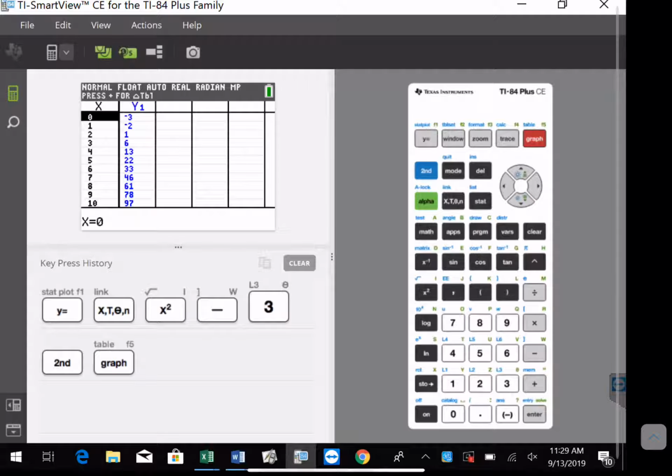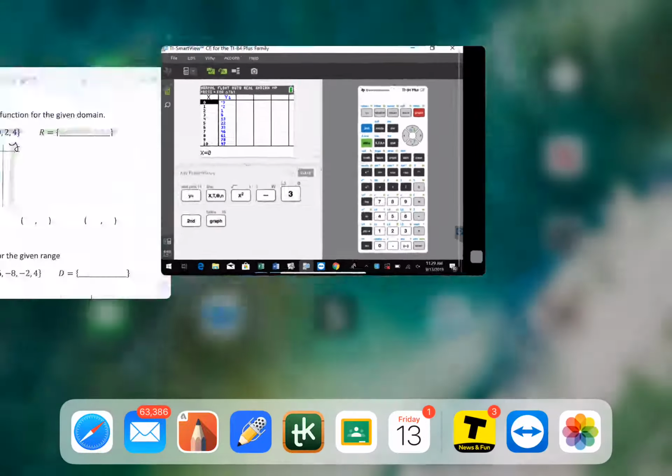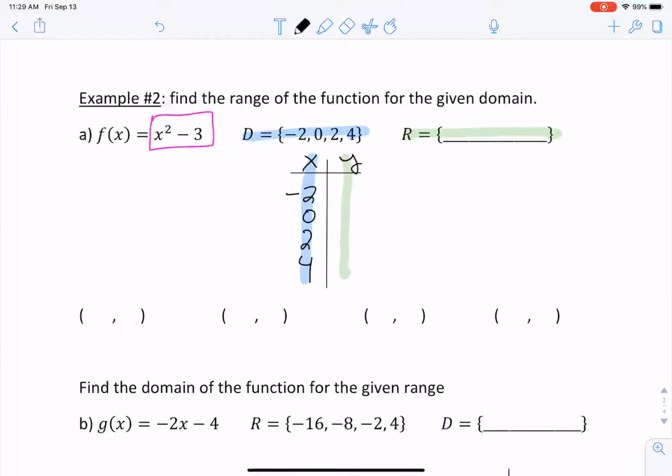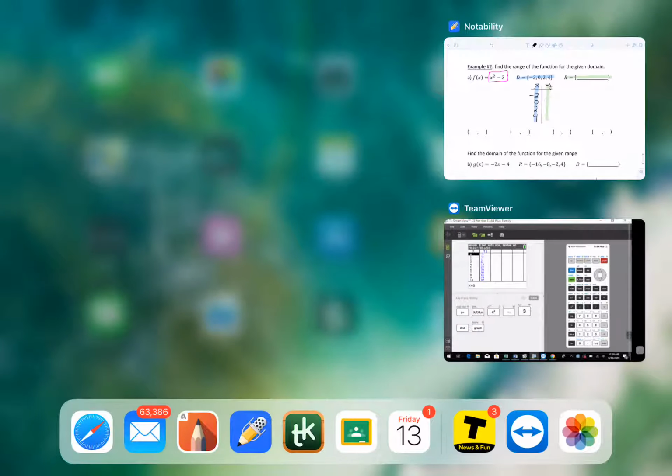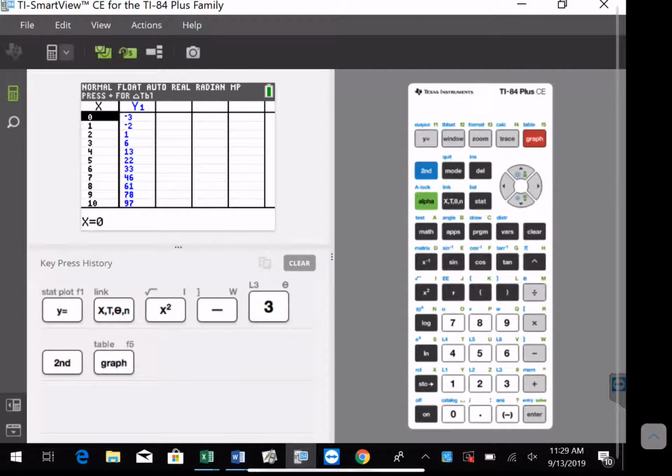So right here we have listed all of our x values. Looking at the x values that we were given, -2, 0, 2, and 4, we're going to look at the left side of our calculator for these values. We can just use the arrow buttons to go up and down. So when x was -2, we got 1. When x is 0, we get -3.